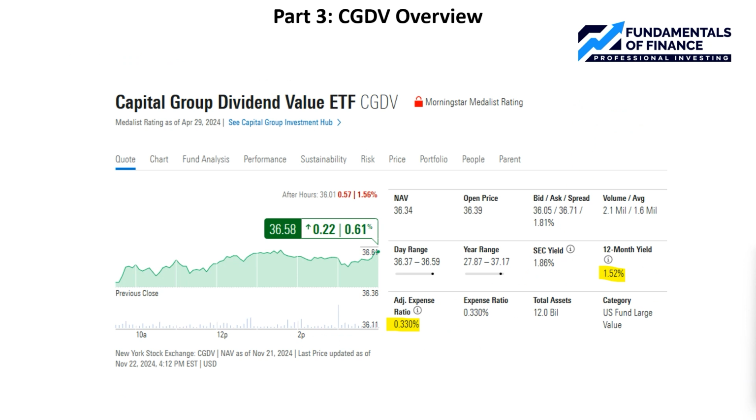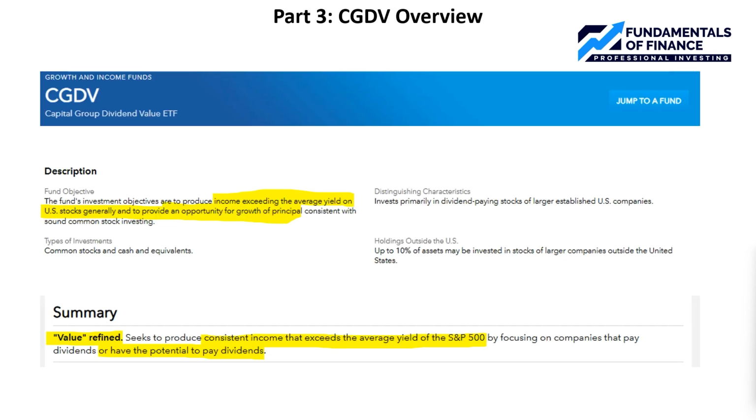Now that they're starting to offer some of their funds in more tax-efficient ETF wrappers and at extremely low costs like CGDV at only 33 basis points, it's time for investors to start paying attention. CGDV attempts to build a portfolio of U.S. stocks that can produce an above-average income for its investors and an opportunity for long-term growth.